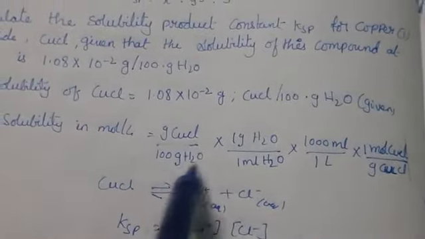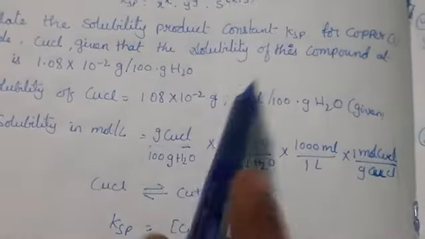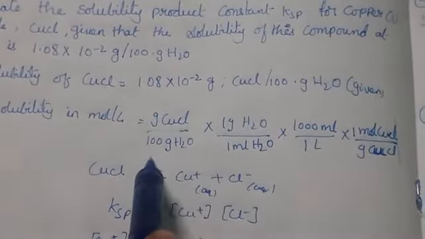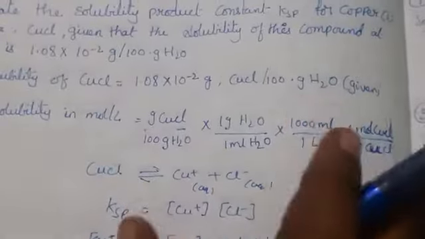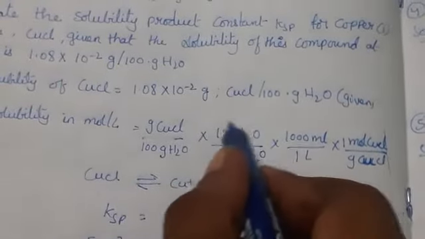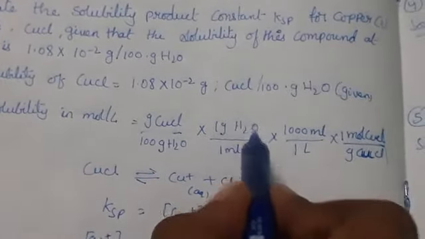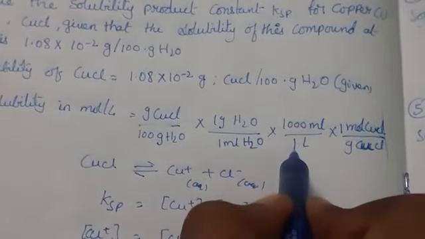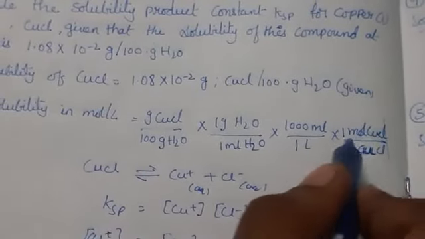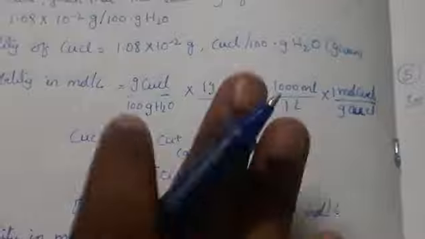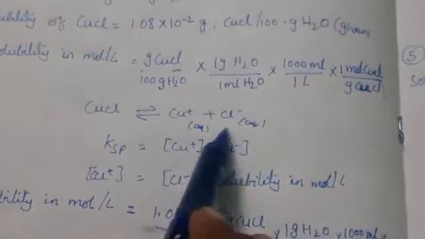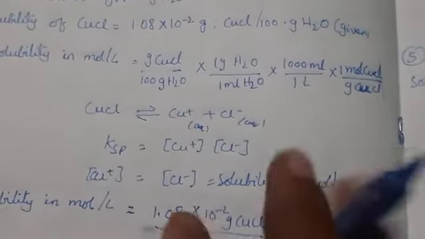So first you have to write grams of CuCl: 1.08 × 10^-2 grams CuCl per 100 grams H2O. We are taking only grams. Then this is the molarity formula: 1 gram H2O by 1 mL H2O, 1000 mL by 1 liter, and the moles calculation here, because they have given weight: 1 mole CuCl by grams of CuCl. So this is the formula we have. Now the equation for CuCl is Cu+ and Cl-. Then you get the solubility product like this.